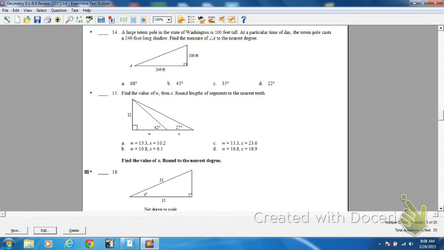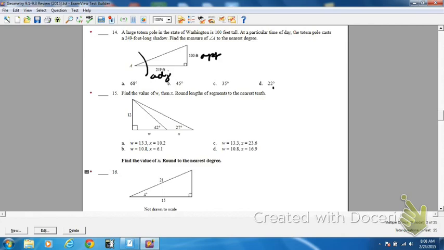Number 14 says a large totem pole in the state of Washington is 100 feet. At a particular time of the day, the totem pole casts a shadow. We just want to find the measure of angle A. That's all we're concerned about. We've got the picture already. And we have opposite and adjacent sides.